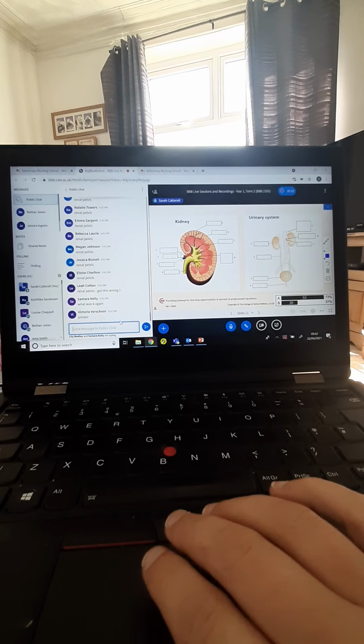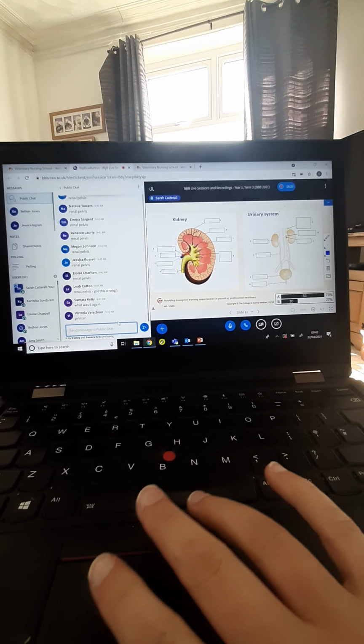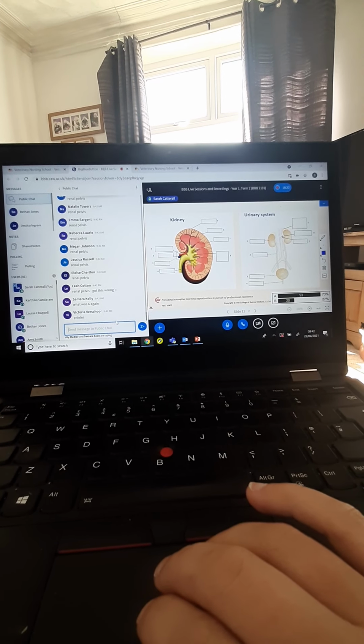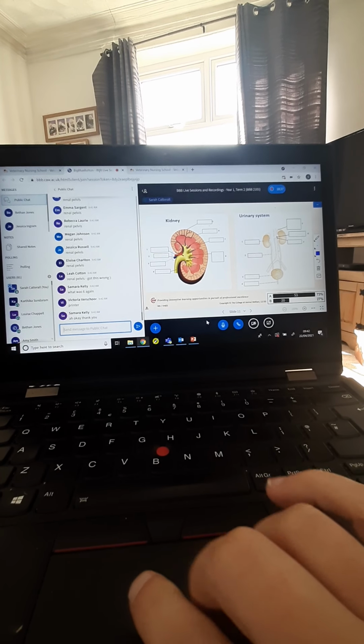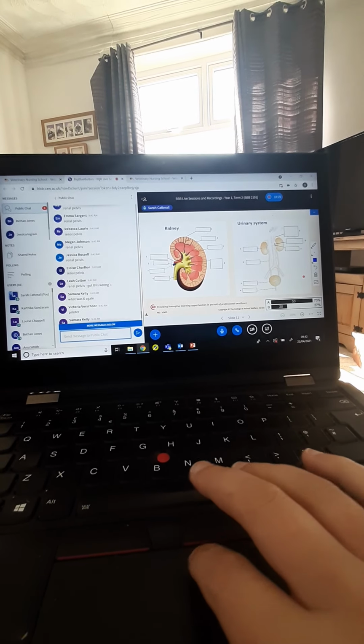I've got them all on the next page, so don't panic if you don't get them all jotted down, okay? I'll put the answers up in a second. Okay, moving on to the full urinary system.